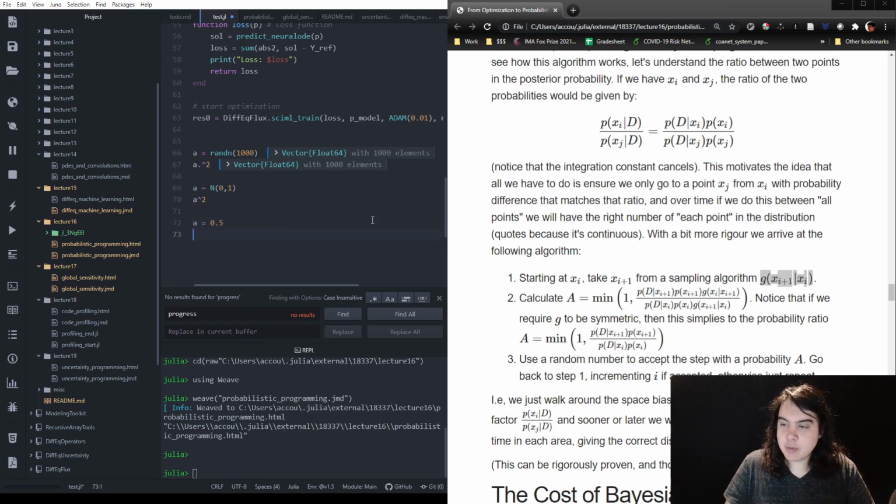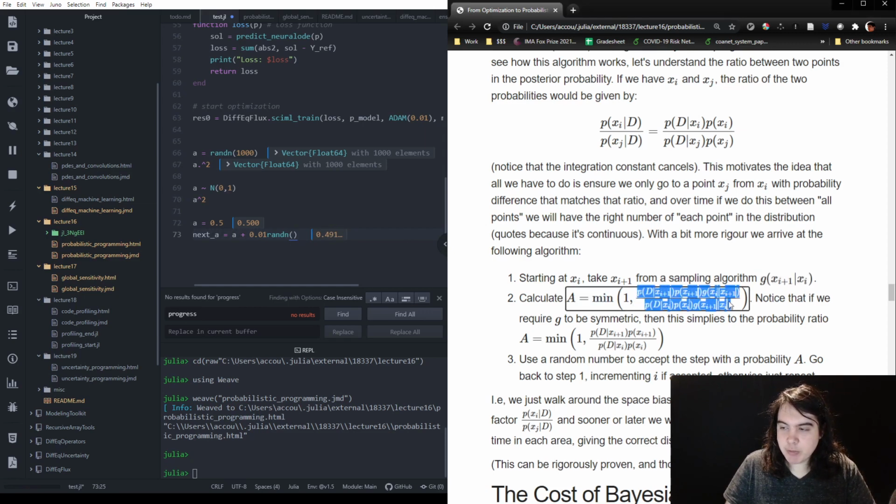Now we need a sampling algorithm. So what we can do is say my next A is equal to my previous A. I want to center it around my previous A, but I'm going to take some randomness around it. Right, so if A is equal to 0.5, my sampling algorithm might say check this point next or check this point next. It's a random point that it will check next, but it's at least centered around our current value. Now what I want to do is calculate the ratio of the probabilities.